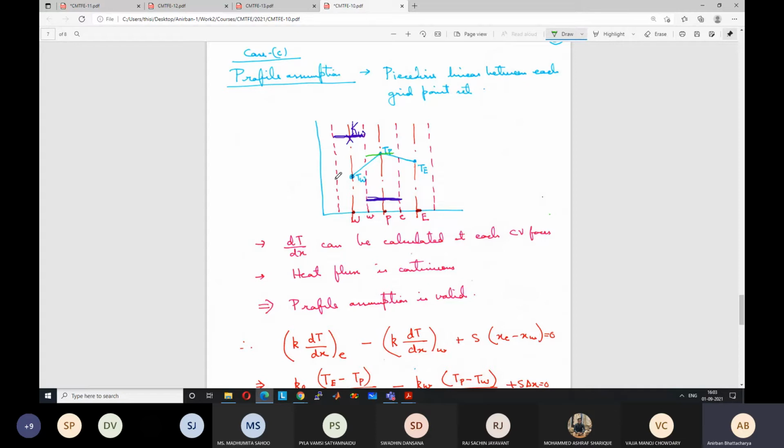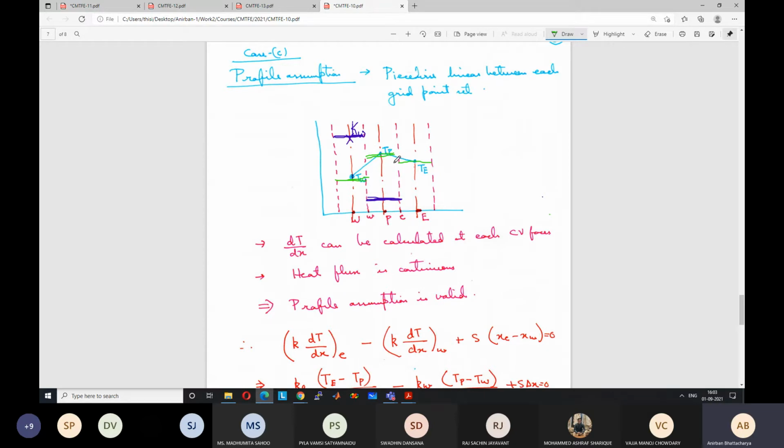Similarly, for this control volume, this is the temperature. We always know the temperature at the grid points, or we are calculating at the grid points, right? So in this case, the profile assumption is this, and this. So there is a discontinuity at the interface, but it does not matter because for the source term, there is no need of any continuity at the interface.